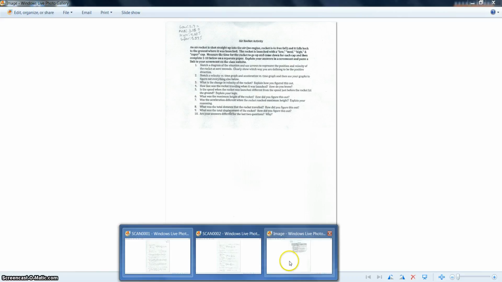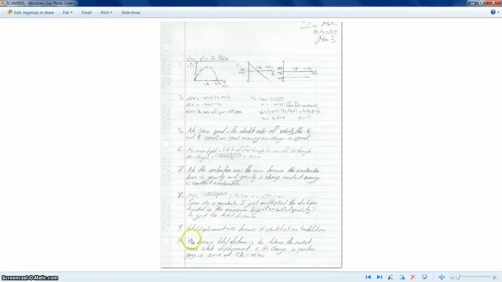Number 9 asks, what is the total displacement of the rocket and how do you figure this out? Well, the total displacement is 0 because displacement is just the change of your object in regards to position at 0. And our position at 0 and our final position are exactly the same, meaning the total displacement is 0.